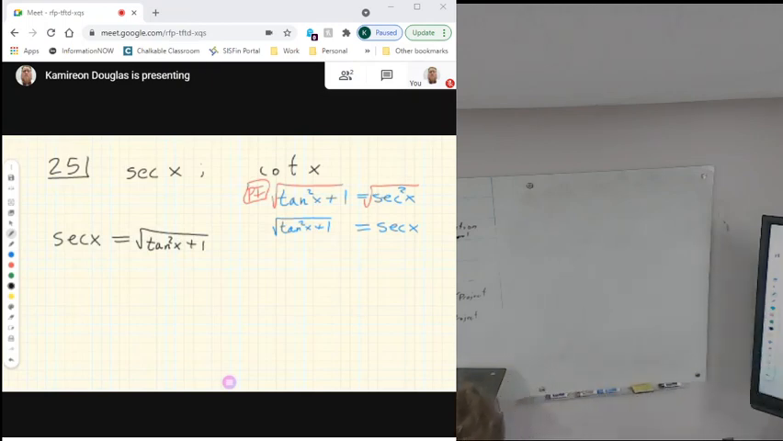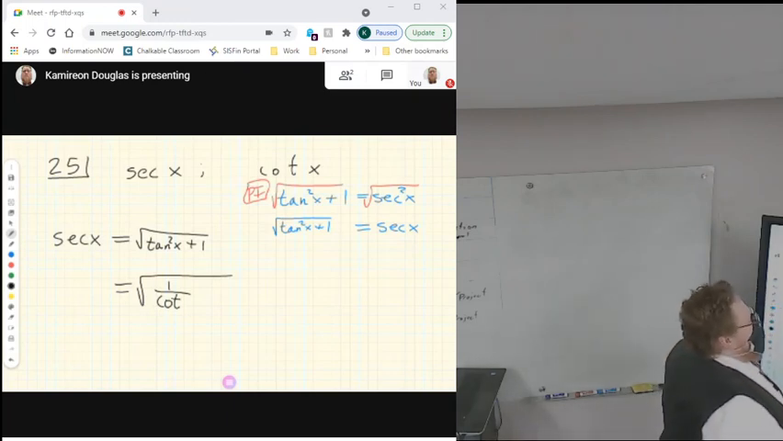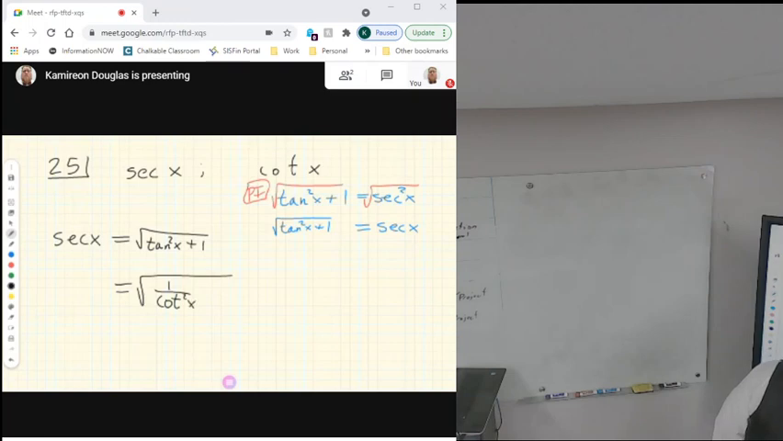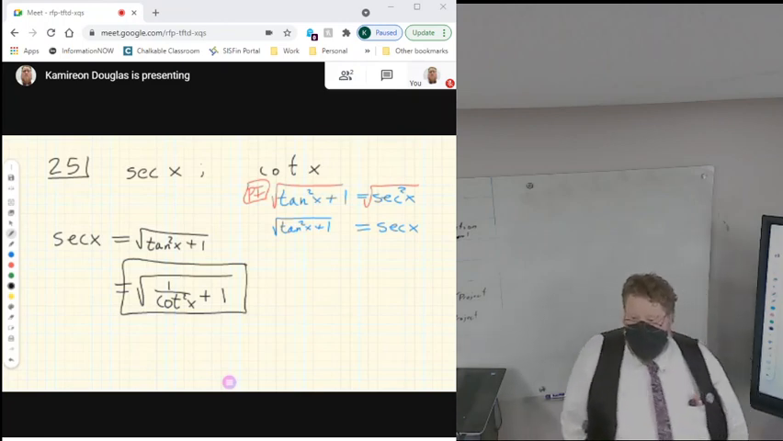Cotangent, as a reminder, is in the reciprocal identities as the reciprocal of tangent. So I can now modify this function, which is in terms of tangent, to make it in terms of cotangent. This becomes equal to the square root of, I look at my reciprocal identities, tangent is equivalent to 1 over cotangent. That also means that tangent squared is equal to 1 over cotangent squared. So we end up with this equation, which is my solution. It is secant written in terms of cotangent.